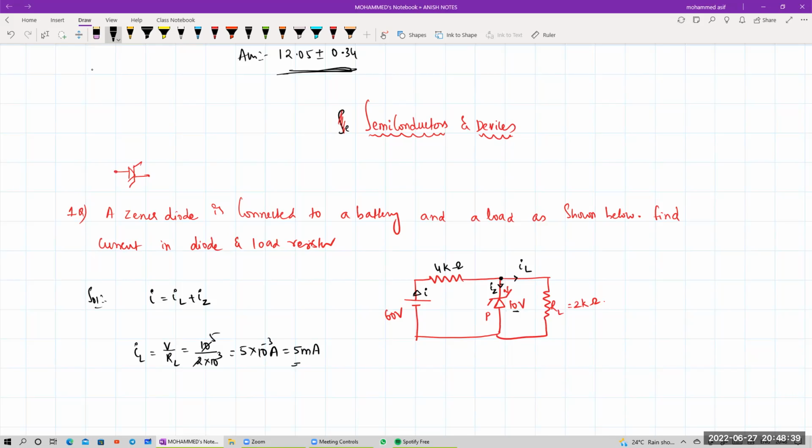Clear? Now what will be the current I? I is equal to the potential V minus the potential Vz, divided by R. V is 60, minus Vz is 10, divided by R which is 4 into 10 to the power of 3. 60 minus 10 is 50. 50 divided by 4 into 10 to the power of 3 is 12.5 milliamperes, the total current.